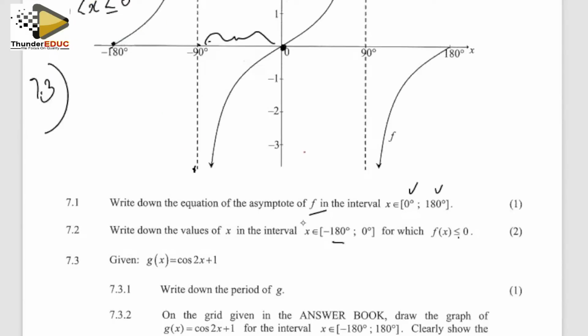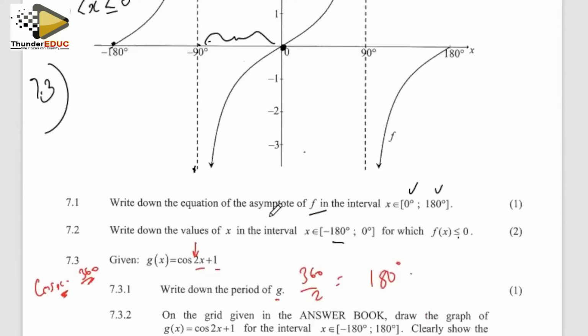7.3. If we are given g of x, which is cos 2x plus 1, can we write down the period? So this 2 will affect the period. So we know that a normal cos graph will have a period of 360. If we have anything extra there, we just have to divide. If it's a 3, divide by 3; now it's a 2, divide by 2, which means our period is going to be 180 degrees.